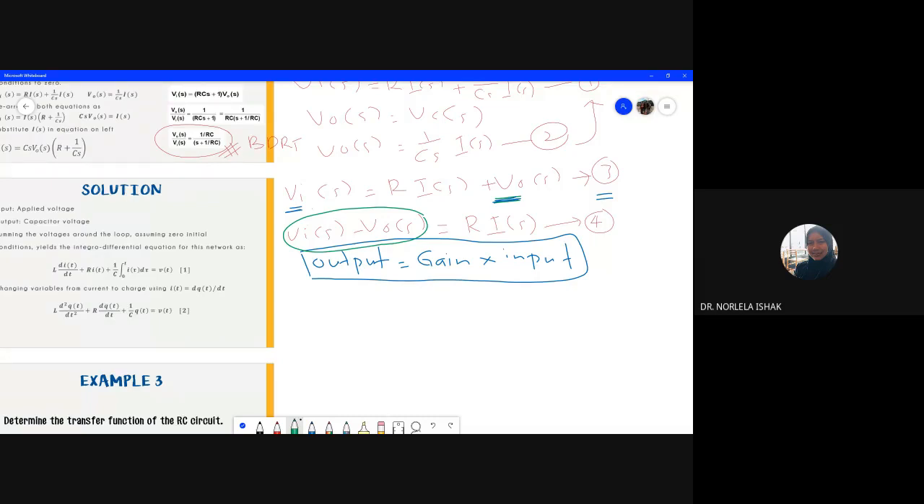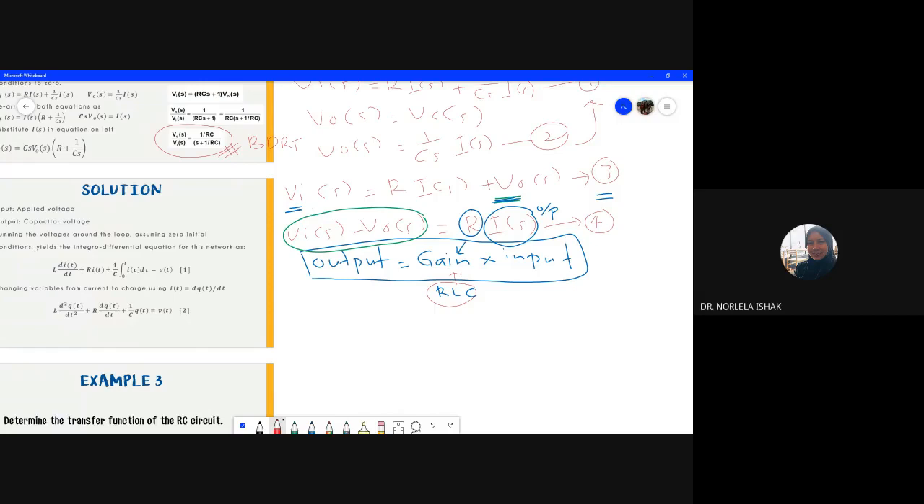If voltage is your input, then how about the current? Current is your output here, and then R is your gain. Class, do you remember our component is RLC? Our circuit is RLC. So RLC is going to be your gain, whether R or L or C or a combination of RLC, that is going to be your gain.